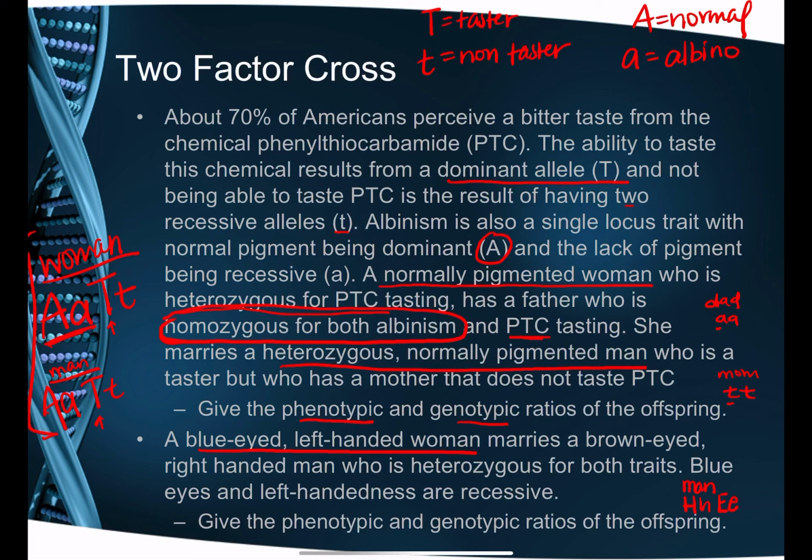It also says he is brown-eyed and right-handed. So that means that brown-eyed and right-handed are both dominant, okay? Because if he shows them and he's heterozygous, then that means that has to be the dominant. And it tells you down here, blue eyes and left-handed are recessive. So the woman, if she's blue eyes and left-handed, she has to be little h, little e, okay?